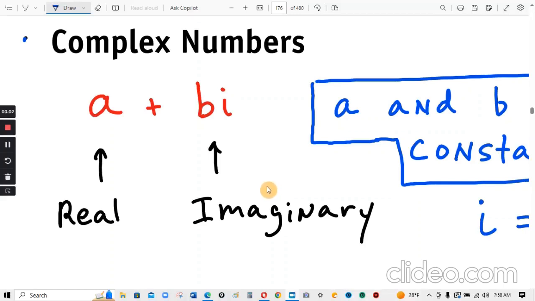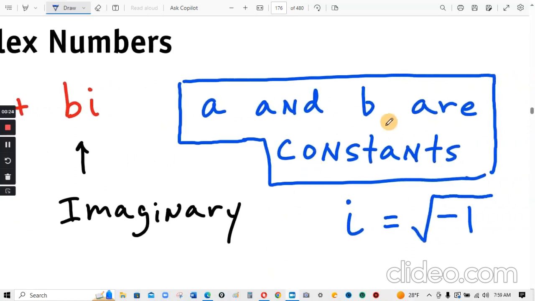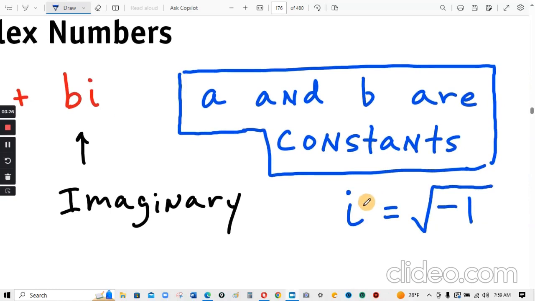Okay, continuing on with Chapter 7, we have complex numbers. Complex numbers are in the form of a plus bi. The a is the real part, and the b times i is the imaginary part. So that's a complex number. And what those letters represent, a and b are constants, and i represents the square root of -1.